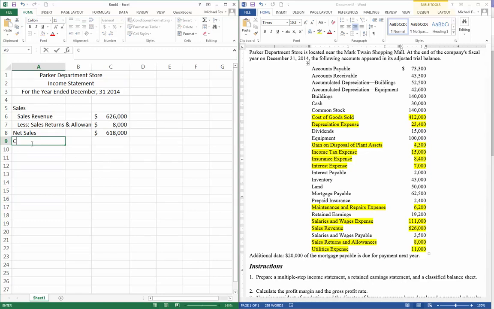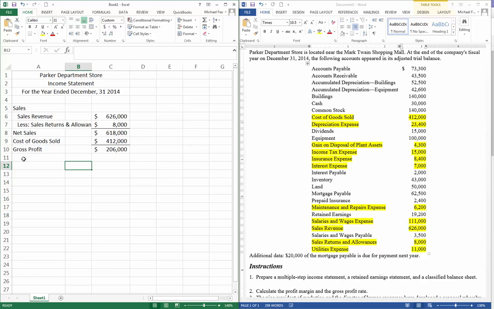We'll do our cost of goods sold, which was $412,000. And that will give us our gross profit. Our gross profit is always equal to our net sales minus our cost of goods sold. If we want, we can make this look a little nicer by putting those lines in, but they're not really necessary.